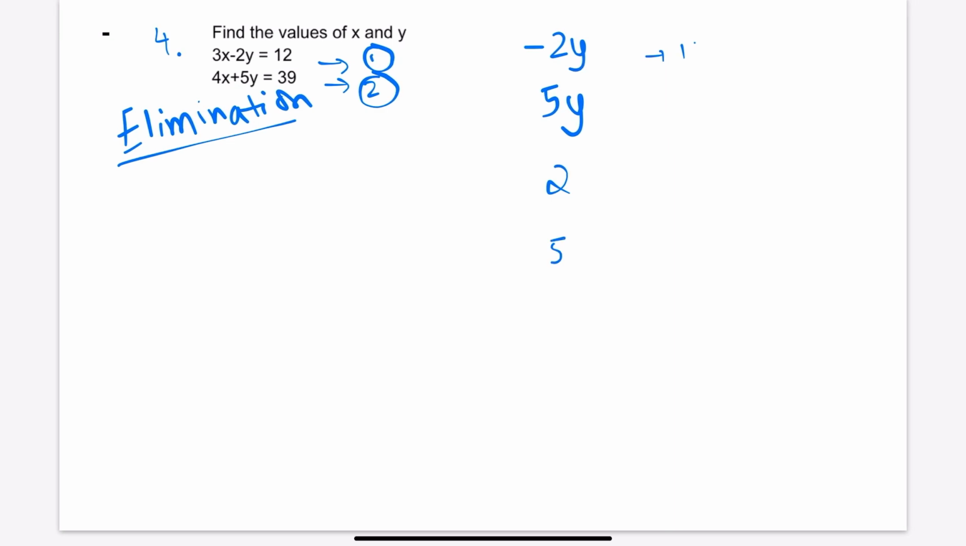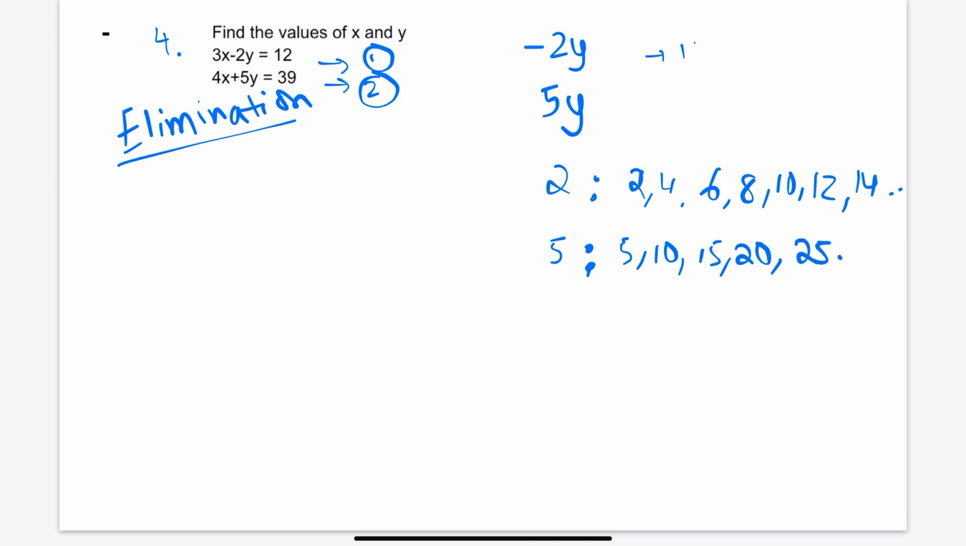Why? What are the multiples of 2? 2, 4, 6, 8, 10, 12, 14 and so on. What are the multiples of 5? 5, 10, 15, 20, 25 and so on. Which number is common between these two sets? I don't have 2, 4, 6, 8 in the multiples of 5, and I don't have 5 in the multiples of 2. Of course, I have 10 in both. 10 is the first multiple encountered in both, so the least common multiple of 2 and 5 is 10.